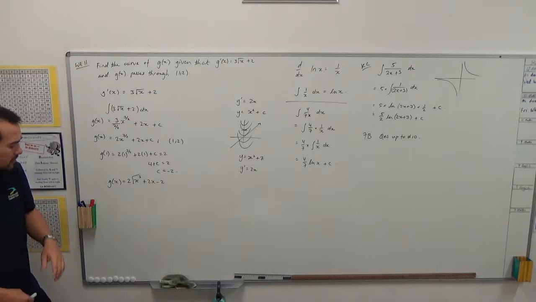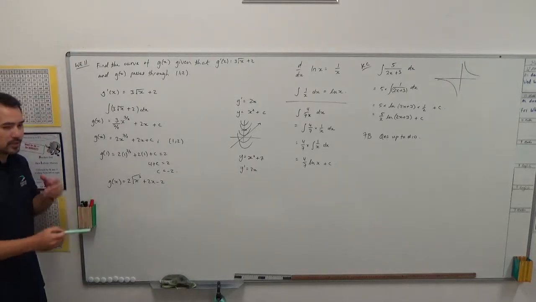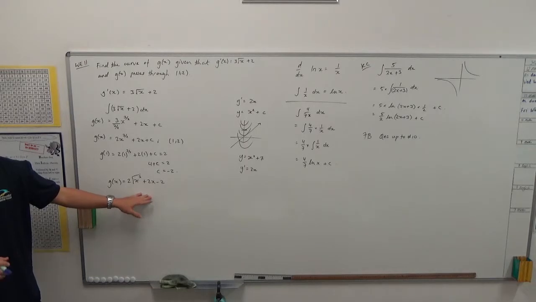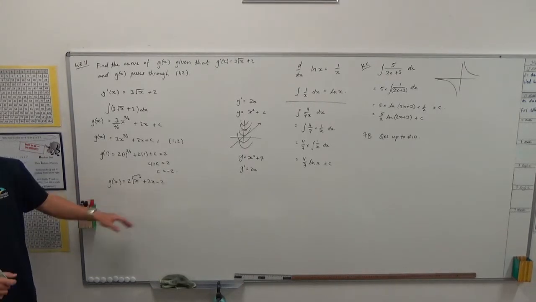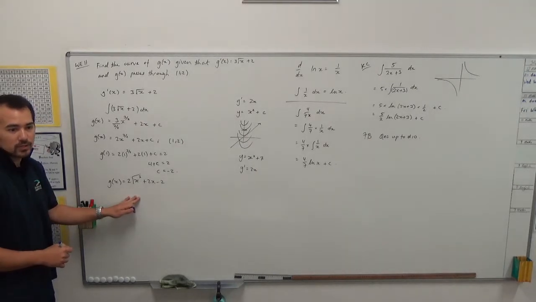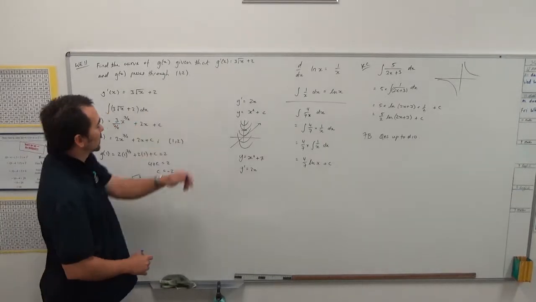Now, when you do this question, you might be a little bit unsure at first if you've done that right or if you've done that wrong. So, how do we check? We can derive it, can't we? So if we derive that, we should get this.